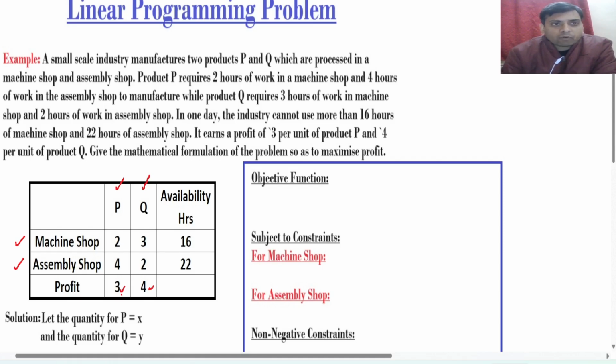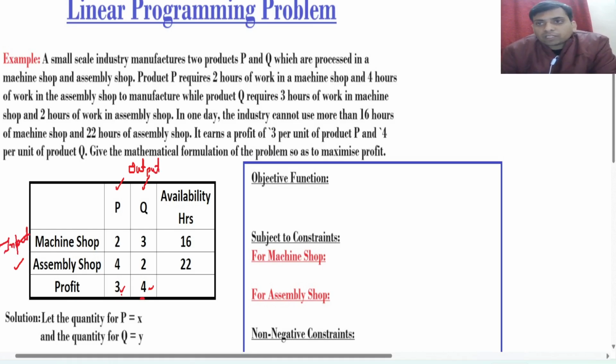P requires 2 hours on machine shop, 4 hours on assembly shop, and profit on this P is 3. And for Q, machine shop requires 3 hours, assembly shop requires 2 hours, and profit of rupees 4. And total availability of machine shop is 16 hours, and total maximum availability of assembly shop is 22 hours. So this side is basically output side, final product P and Q, and this is input. We can say this is resources also, input.